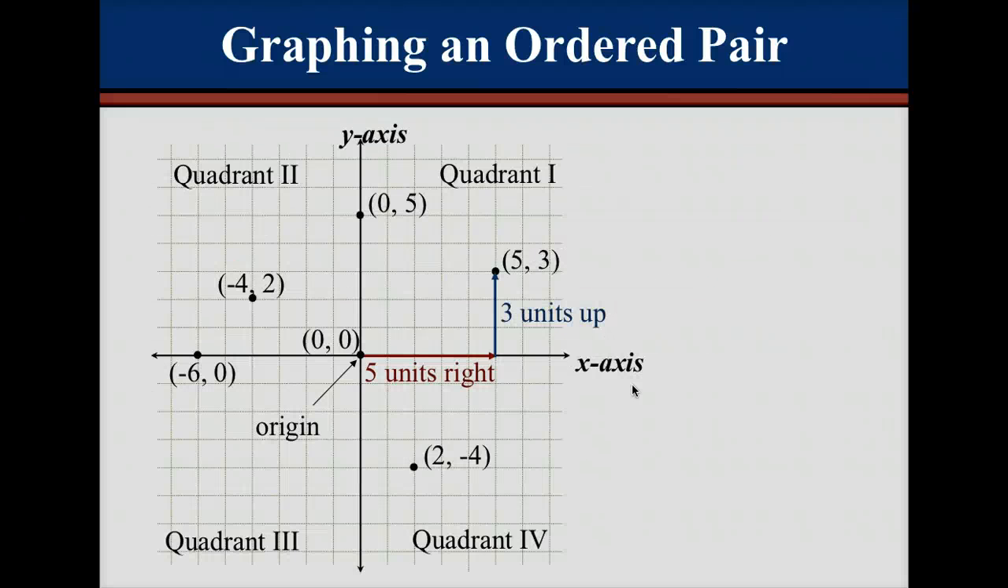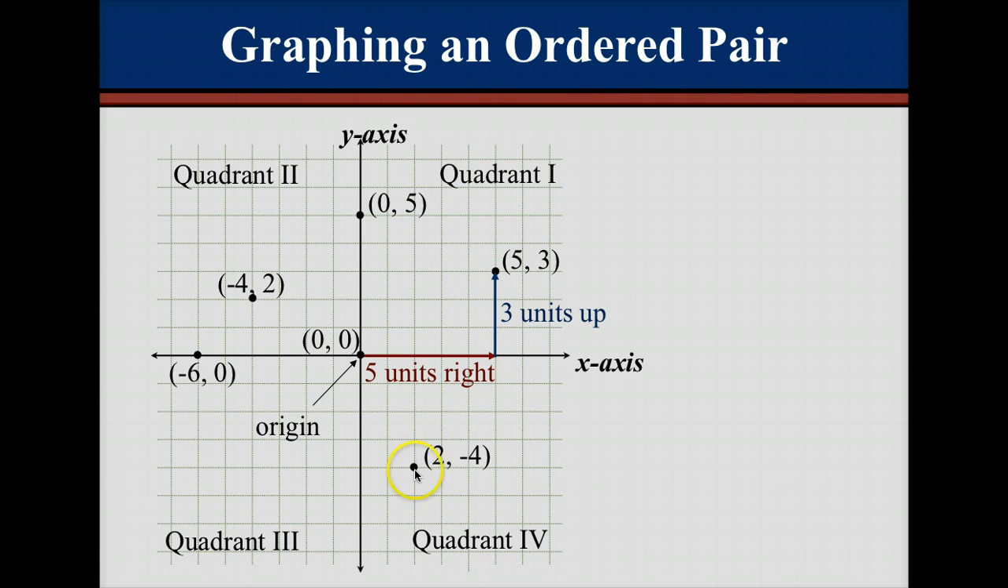You might want to pause the video and make a note of this in your notes as well, where the x and the y axes are. Notice the quadrants are labeled counterclockwise. Quadrant 1, then quadrant 2, quadrant 3, then quadrant 4. To graph a coordinate (5, 3), you go 5 units right and 3 units up.